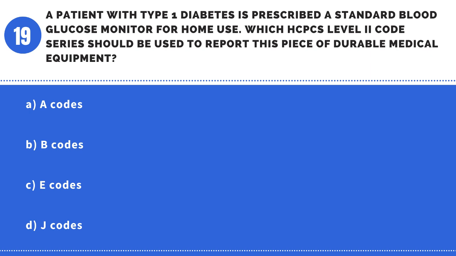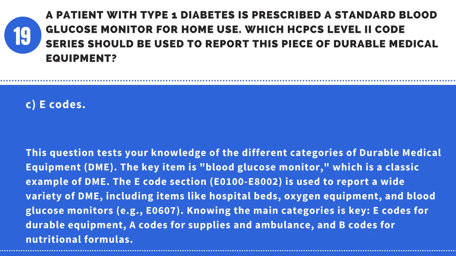Question 19. A patient with type 1 diabetes is prescribed a standard blood glucose monitor for home use. Which HCPCS Level II code series should be used to report this piece of durable medical equipment? A. A codes. B. B codes. C. E codes. D. J codes. Answer: C. E codes.